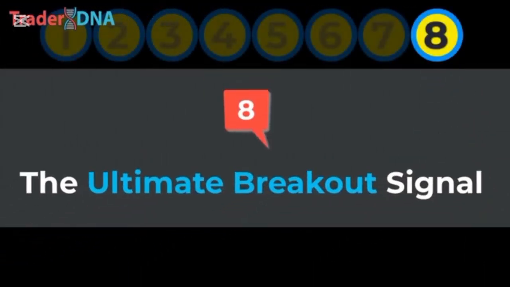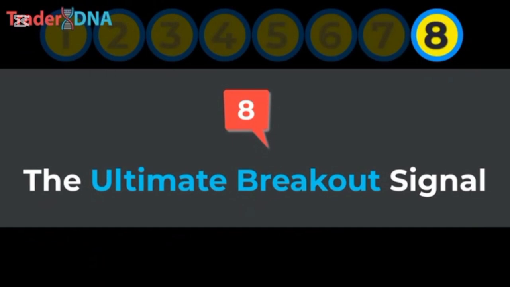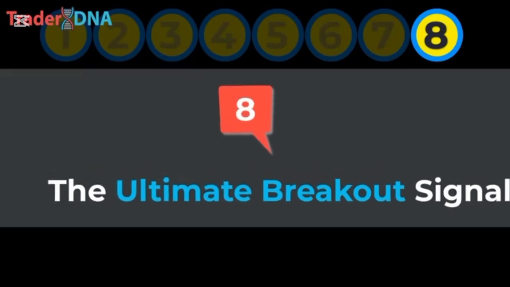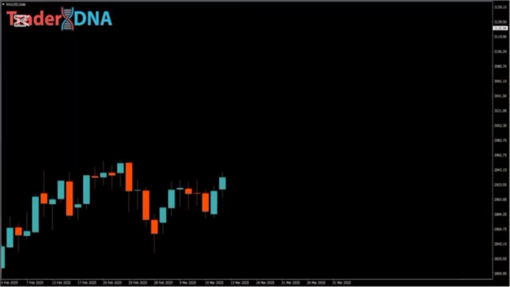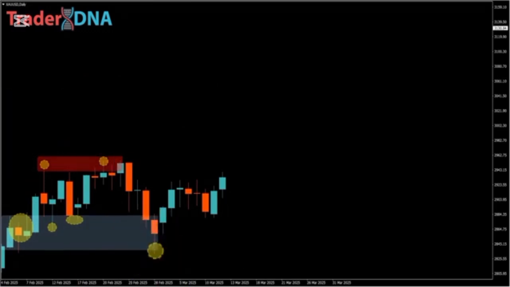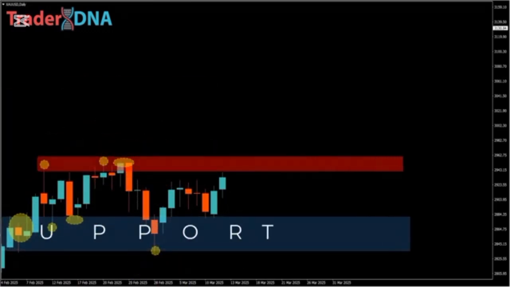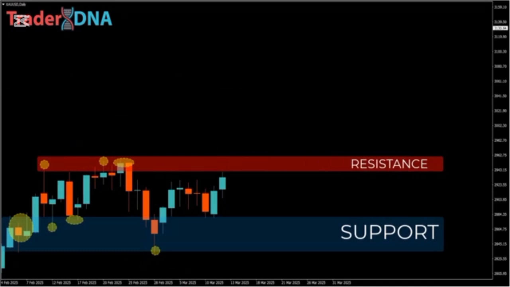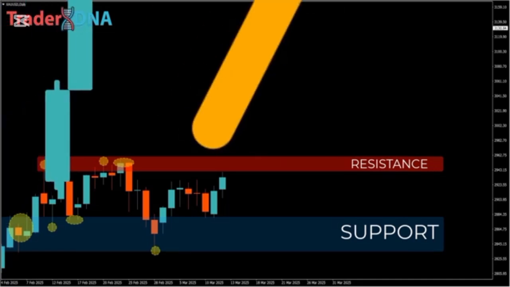The ultimate breakout signal. This is what you need to see. Now let's talk about one of the most powerful signals in trading, the breakout bar with a strong body and minimal wick. Here's the deal. When price approaches a major support or resistance level, it often struggles for a while, but once the market builds enough momentum, a strong breakout candle smashes through, leaving no doubt that the trend is set to continue. The key? A large-bodied candle with little to no wick.